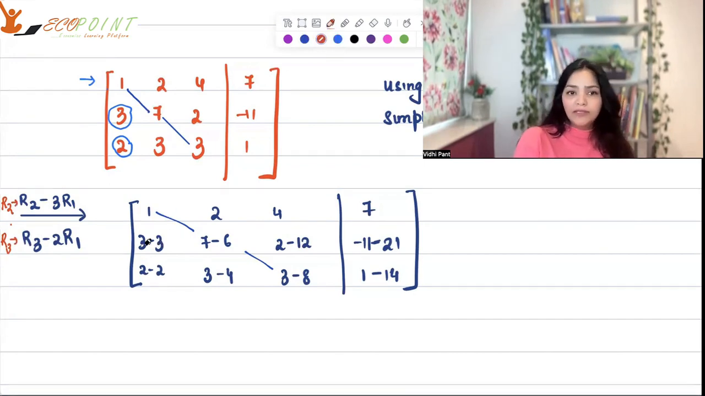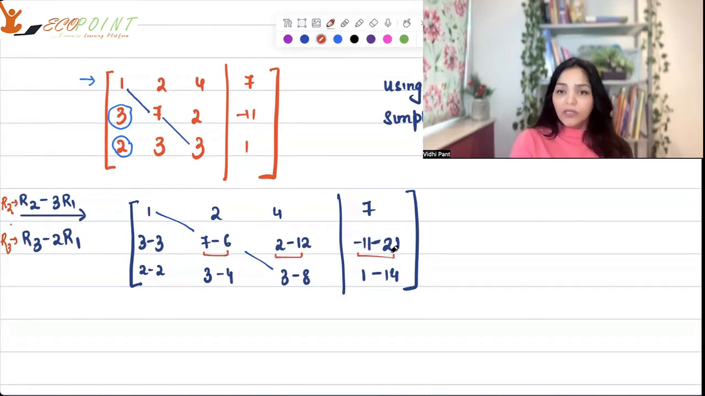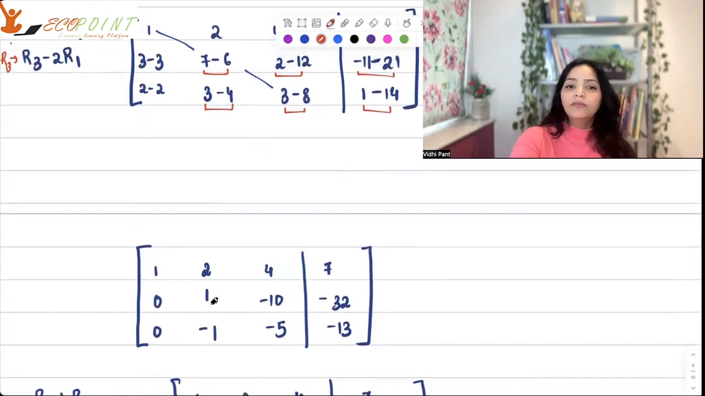And that, my friends, will give you 3 minus 3 here, 2 minus 2 here. But along with it, of course, the rest of the row will also change because you're using the operation on the entire row. So 7 minus 3 into 2 is 6, so 7 minus 6. 2 minus 3 into 4 is 12, so minus 12. Minus 11 minus 3 into 7 is 21, so minus 11 minus 21. Similarly here, and this will give you the following matrix.